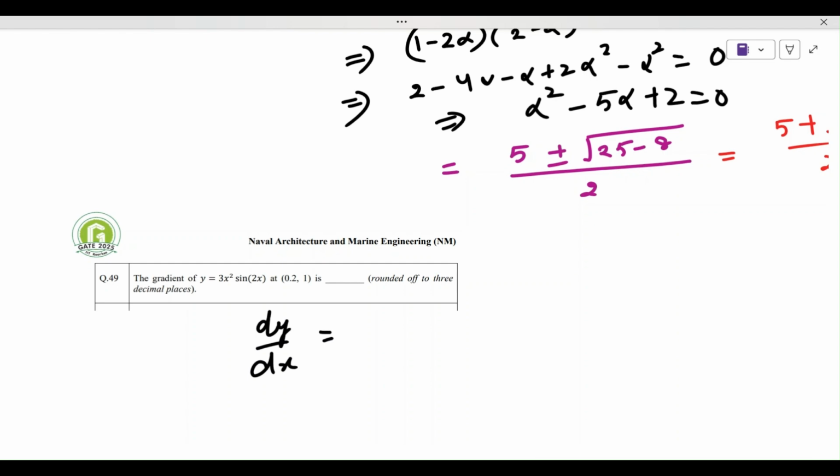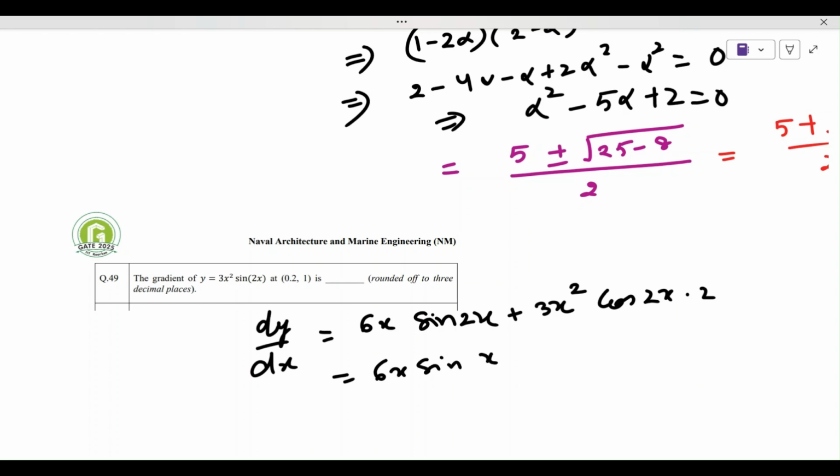So the first function is 3x squared and the second function, let us say, is sine 2x. The first function's derivative is 6x, times sine 2x. Now the first function 3x squared as it is, times the derivative of sine, which is cos 2x into 2. So what we get is 6x sine 2x plus 6x squared cos 2x.